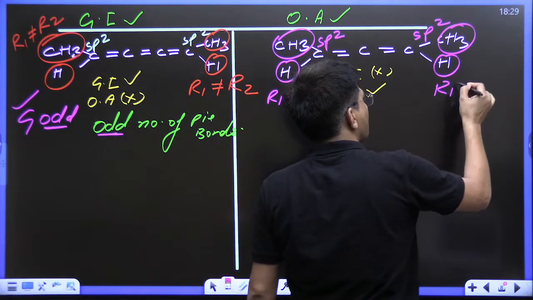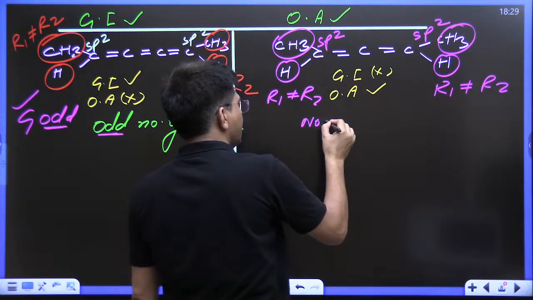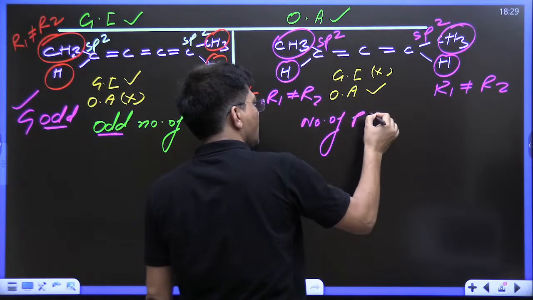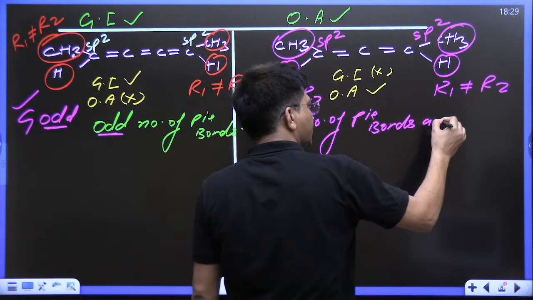So R1 is not equal to R2, and the number of pi bonds is even.